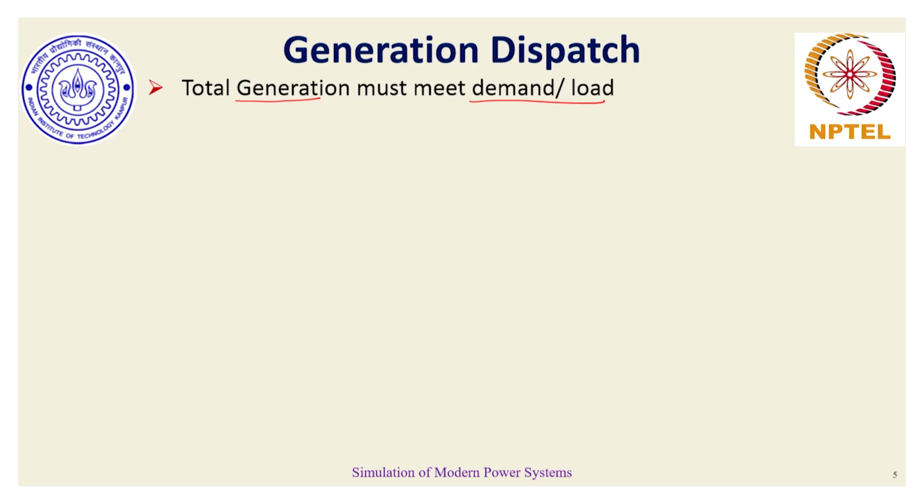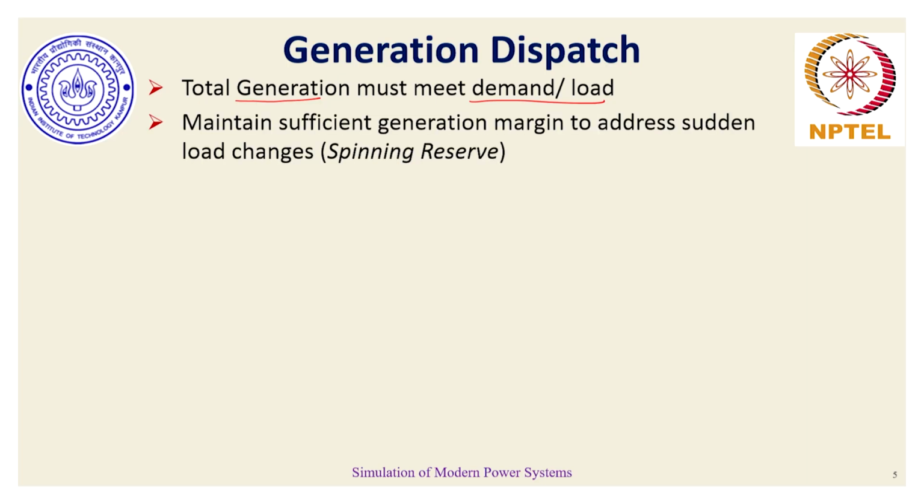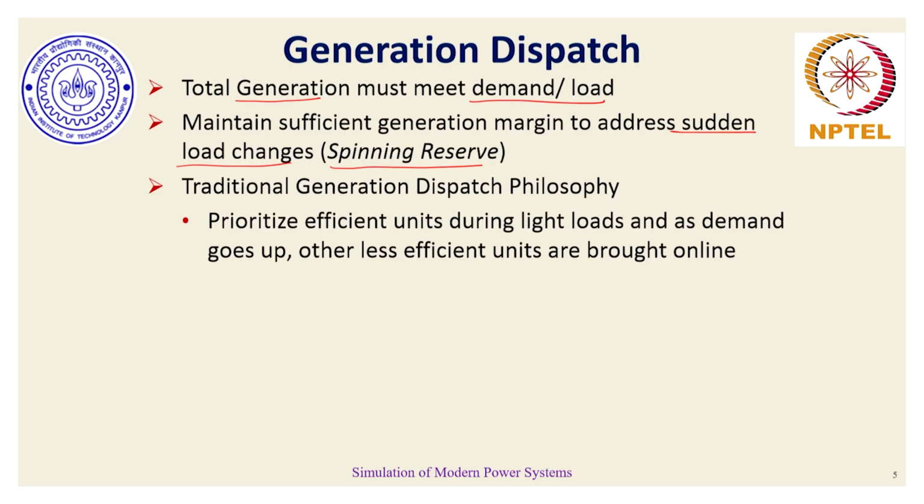So generation has to meet the demand while also maintaining sufficient reserve so that in case something unwanted happens, such as sudden load change or bad weather, the generation reserve should be ready, which can easily ramp up or ramp down depending on the load requirement. We call this reserve, or one of the forms of these reserves, spinning reserves. There are other forms of reserves also which fall in the domain of ancillary service requirement.